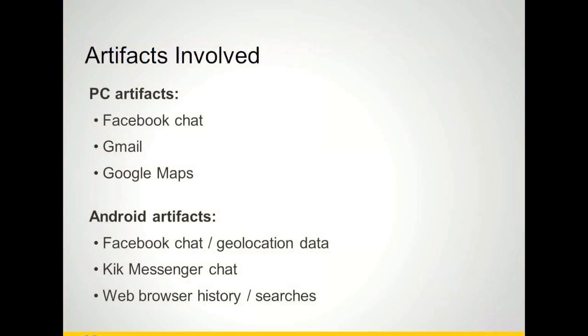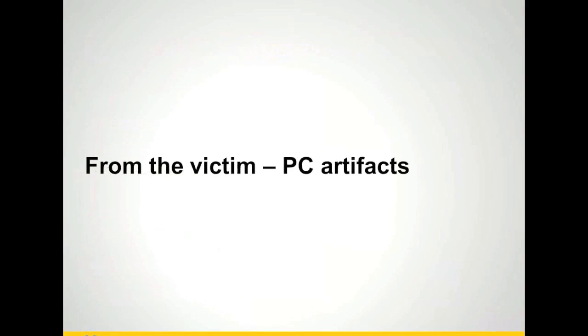So as I was going through that, you probably picked up a few different artifacts that are involved here. On the PC side, which for this purpose is just the female victim's side of the incident, is Facebook chat, Gmail artifacts, and Google Maps artifacts on a PC. On the mobile side, for the suspect, we're going to be looking at some Android artifacts. Again, Facebook chat with some geolocation data, Kik Messenger chat, and then some web browser history and searches on a mobile device. So let's jump into the PC artifacts.